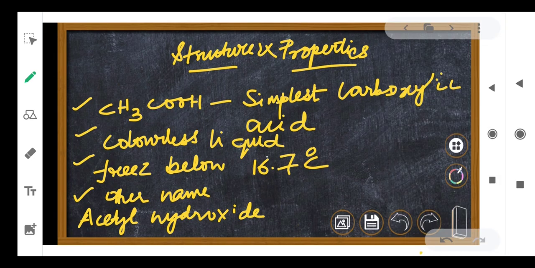Next comes its structure and properties. Its structural formula is the simplest carboxylic acid. Pure, water-free acetic acid is called glacial acetic acid. It is a colorless liquid which freezes below 16.7 degrees C to a colorless crystalline solid.